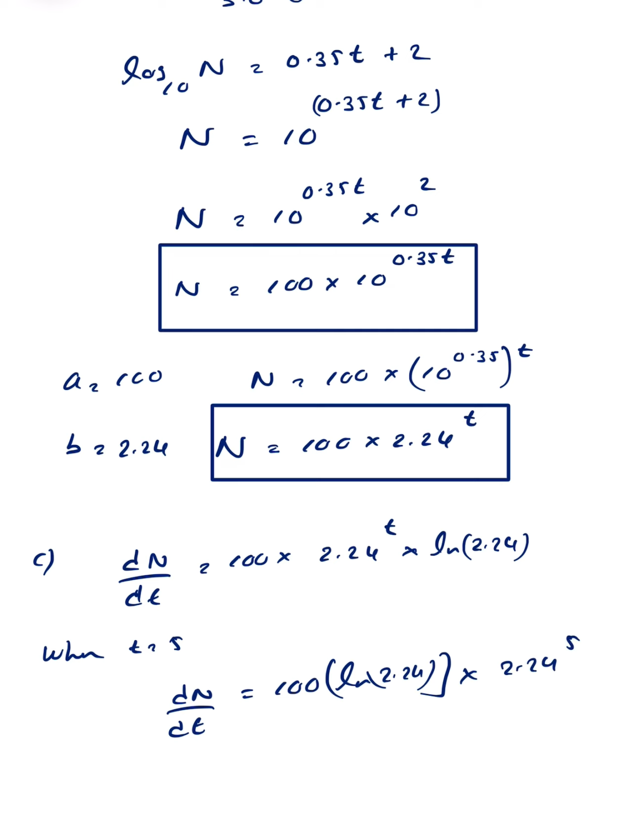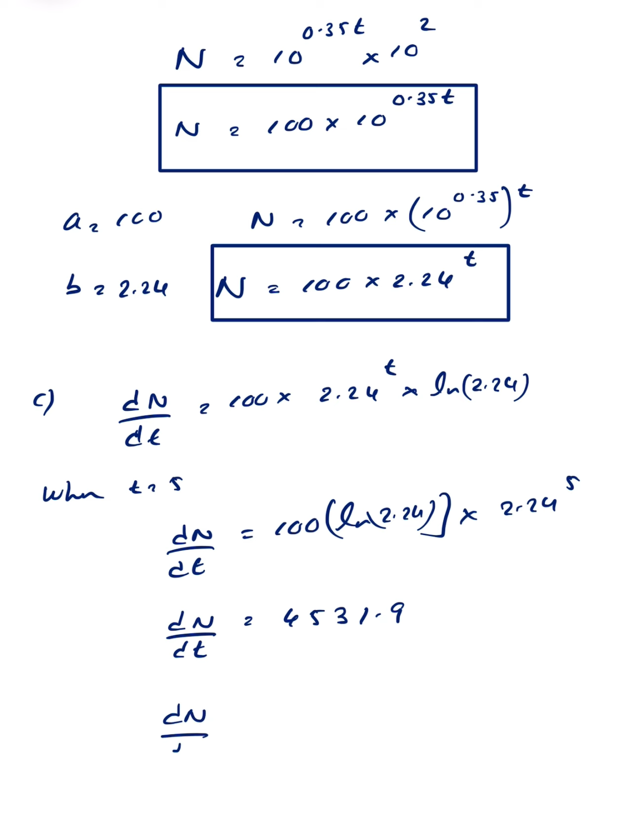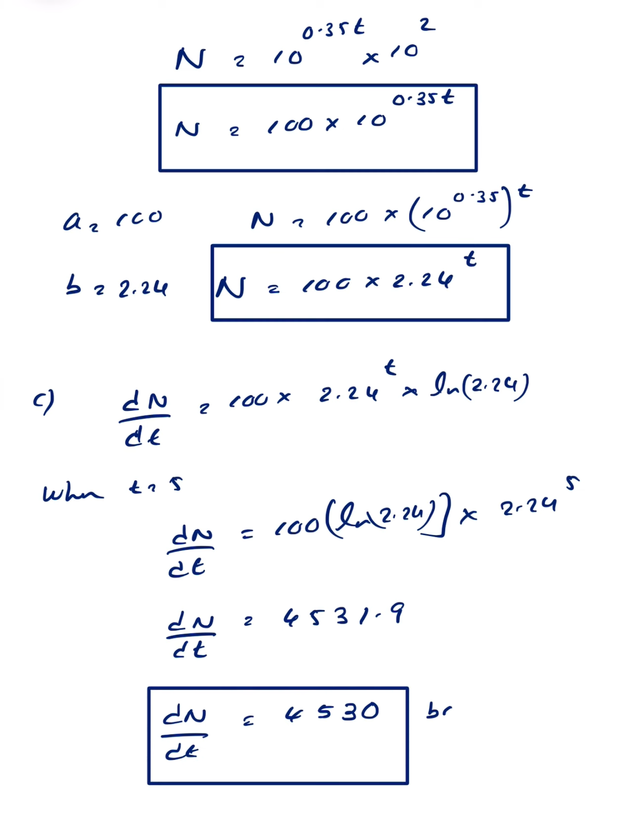So let's find this. That should be 4,531.9. So we can give the answer correct to 3 SF. So dn by dt equals 4,530 bacteria per hour. So that would be the answer for part C.